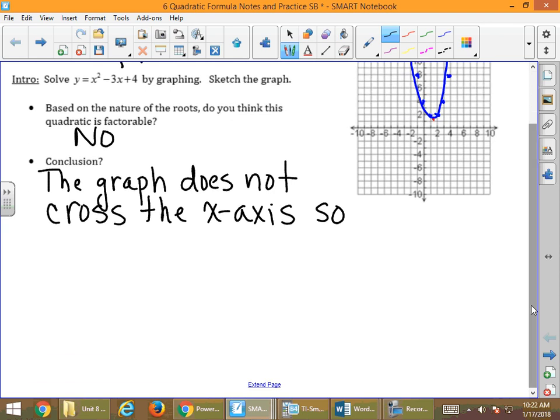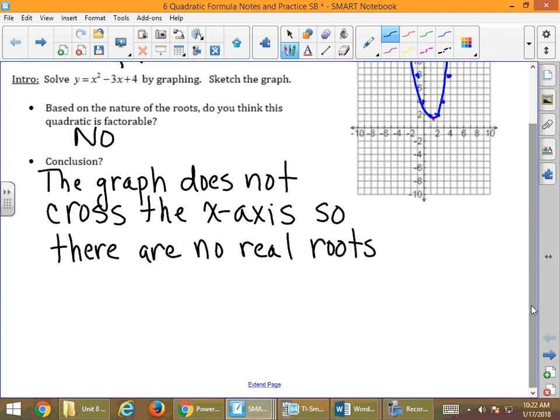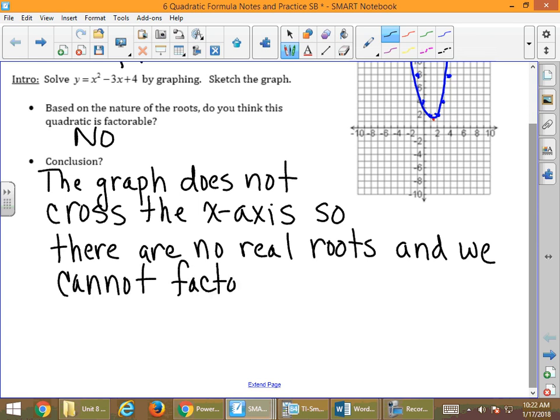So there are no real roots to this equation, and we can't factor. Graph does not cross the x-axis, so there are no real roots, and we cannot factor the function.